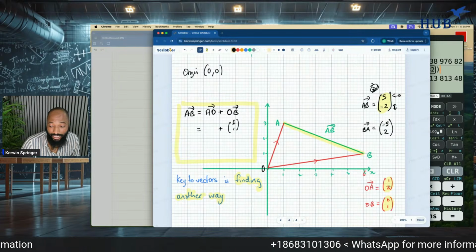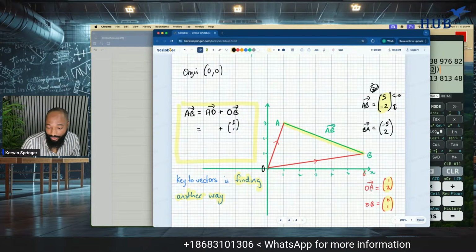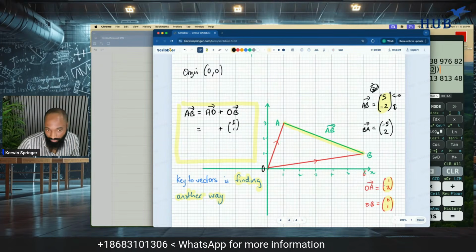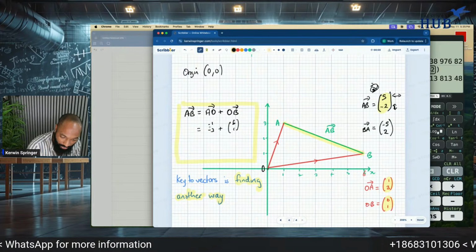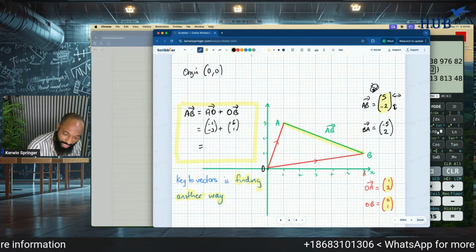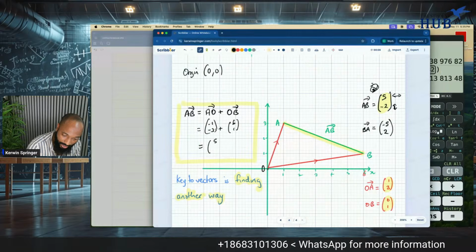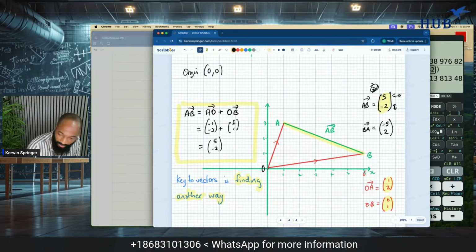See why? This is OA. The reverse will be negative 1, negative 3. Negative 1, negative 3, and that will give me the answer. Negative 1 plus 6 is 5. Negative 3 plus 1 is negative 2. Isn't that the answer?